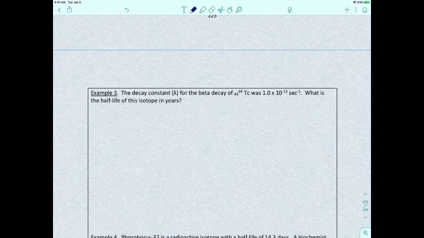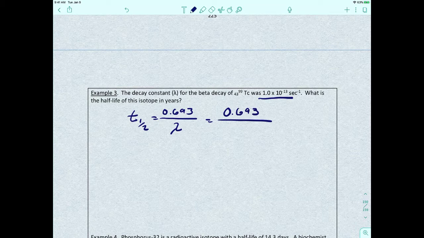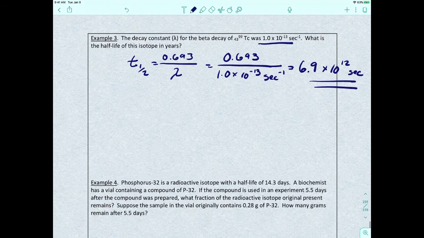So here's our first problem. The decay constant for the beta decay of technetium-99 was 1.0 times 10 to the minus 13 seconds to the minus first power. What is the half-life of this isotope in years? Okay, so again, half-life is equal to 0.693 divided by lambda. Now, we know lambda is 1.0 times 10 to the minus 13 seconds to the minus first. So if we pop that in, 0.693 divided by 1.0 times 10 to the minus 13 seconds to the minus first, this gives you 6.9 times 10 to the 12th seconds. And so that's the half-life for that reaction.